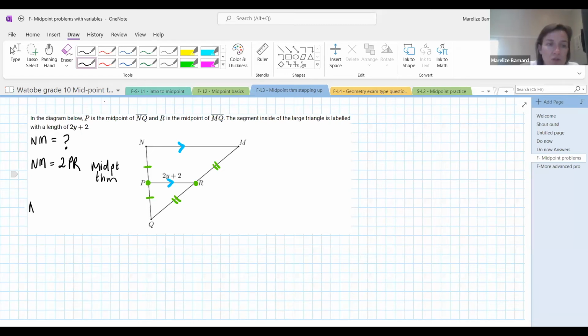So what we can do then is replace PR with what it is. It is 2y plus 2. And then NM is 4y. We're going to multiply the 2 into the brackets. So there's the algebra stuff you need to now bring to the front of your brain as well. 2 times 2y is 4y, plus 2 times 2 is 4. Okay, so that's how you do it.